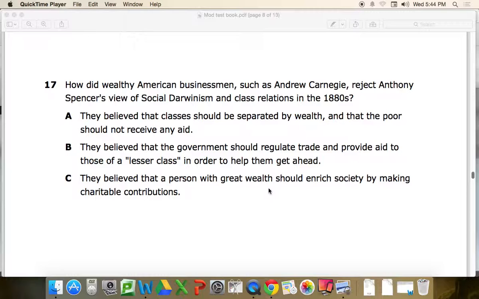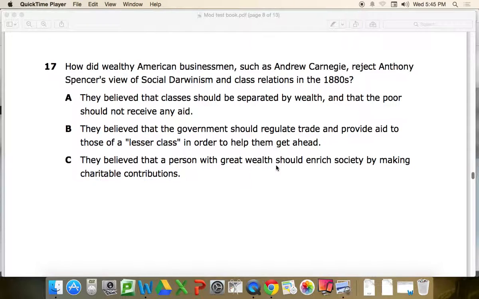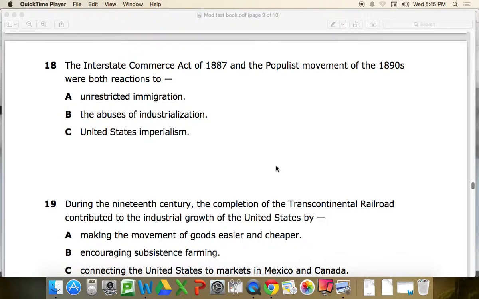What he said was the gospel of wealth, that people that benefited from the system needed to turn around and give back to society. And they would do so through the concept of philanthropy. So we talked about these vocabulary terms. If you had looked on the Gilded Age Quizlet, it should have been there. And so that's how you could have reasoned that out. You should know that Andrew Carnegie, as a captain of industry, wouldn't care about regulating trade or providing aid. And you would also see that this concept of being separated by wealth is not going to fly with him either, because he believes people should give back.